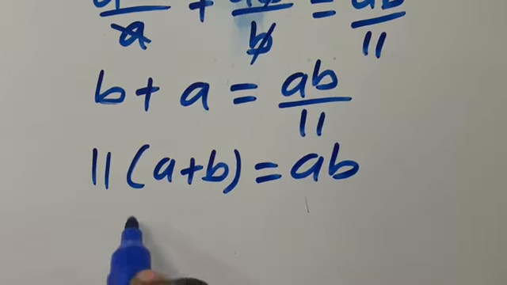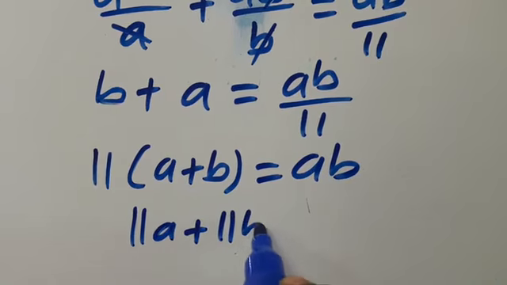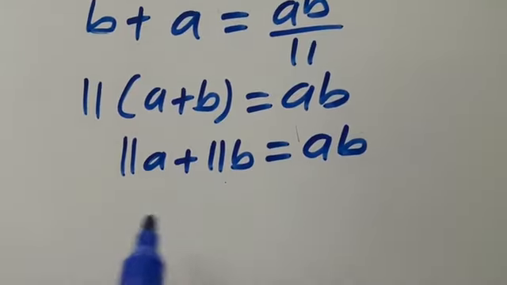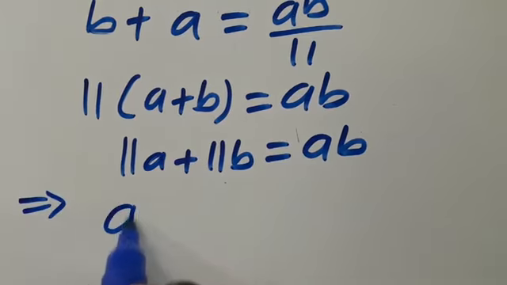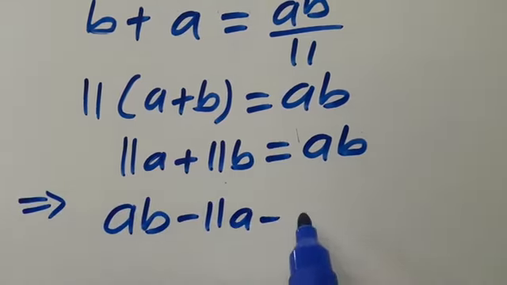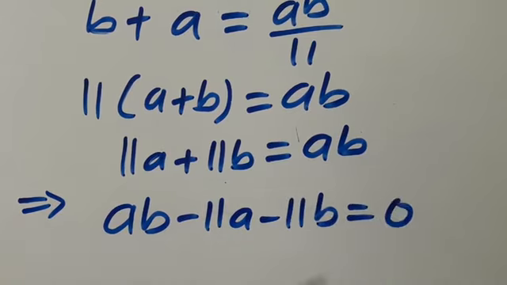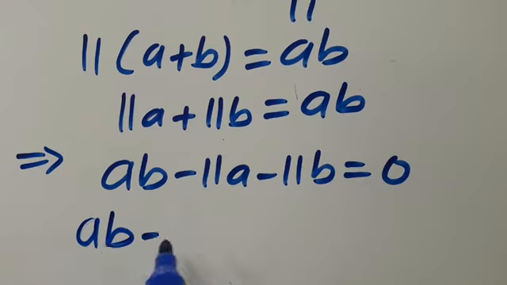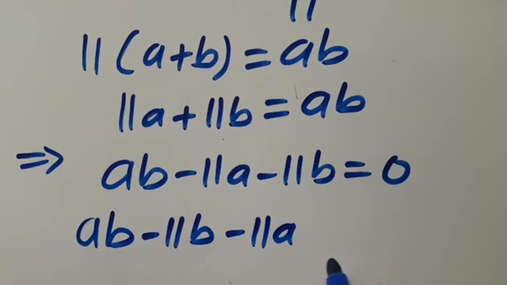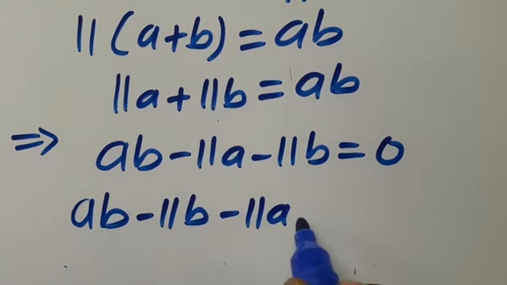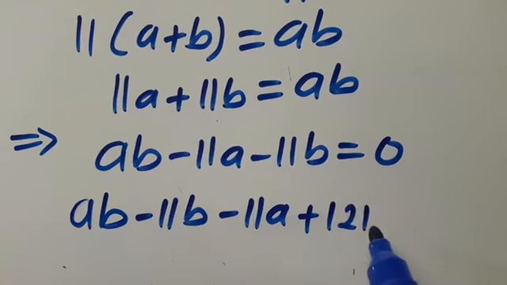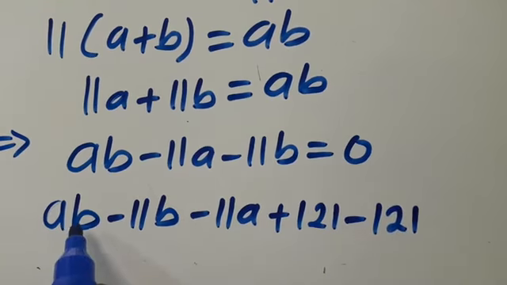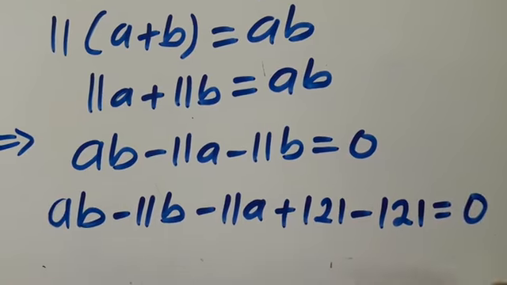Then when we open the bracket, we have 11a plus 11b equals ab. Let's take the whole of this to this side, so we have ab minus 11a minus 11b equals 0. Then let's take this and this together: ab minus 11b minus 11a, then plus 121 minus 121, which is 0. Then we have everything back, equal to 0.